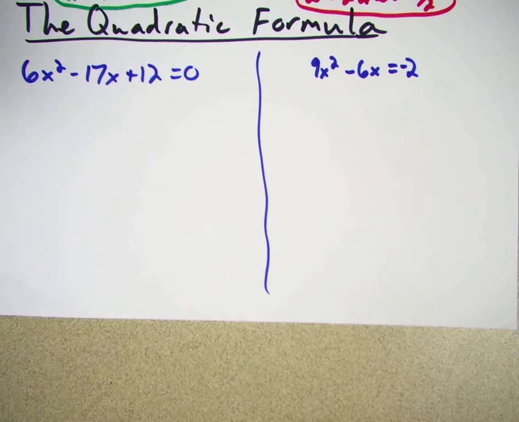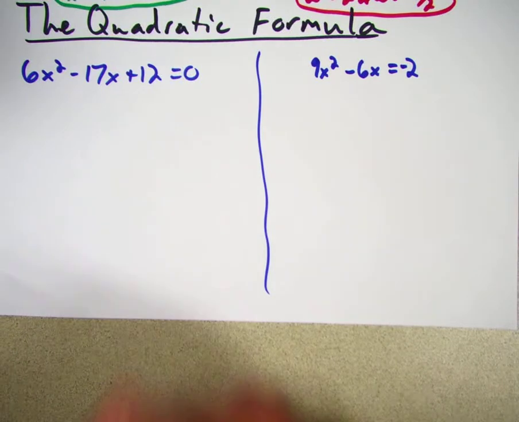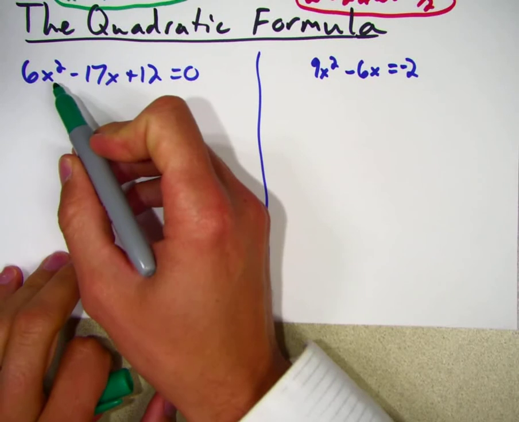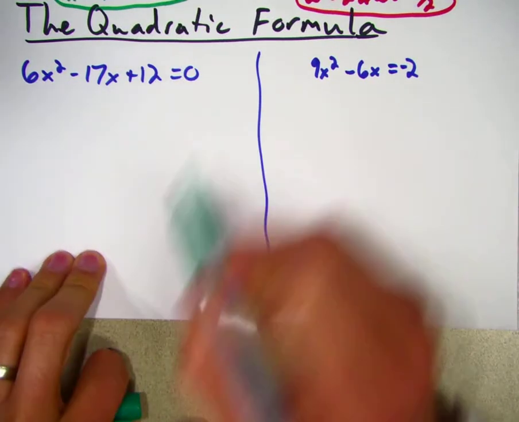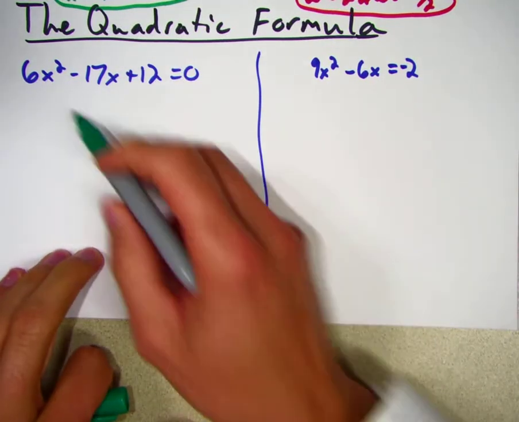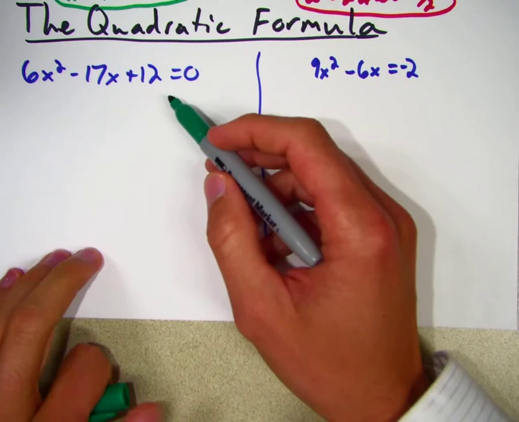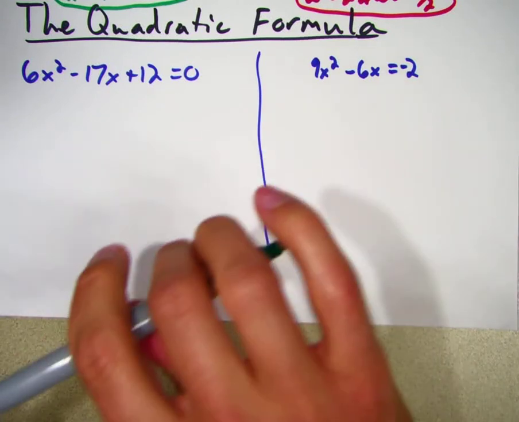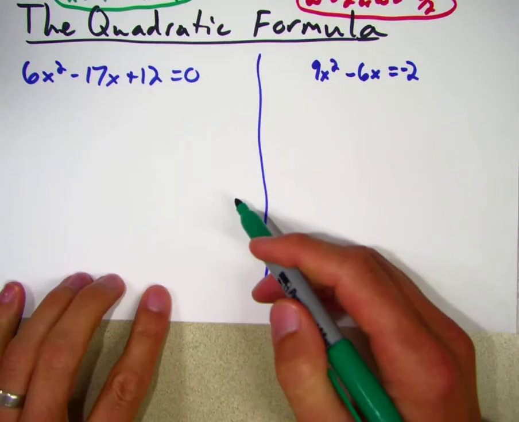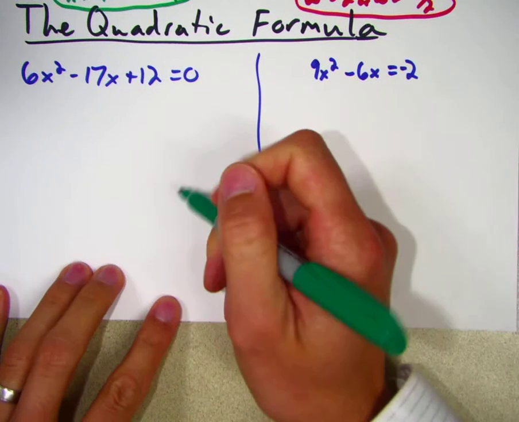All right, so next we're going to take a look at the quadratic formula and just a reminder of how to solve equations using that. So we have this first one, 6x squared minus 17x plus 12 equals 0. Again, if we wanted to, we could try factoring this, and we might be able to factor it. But if we didn't want to do that, then we could use the quadratic formula.